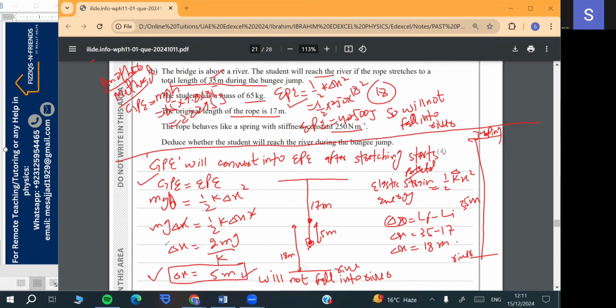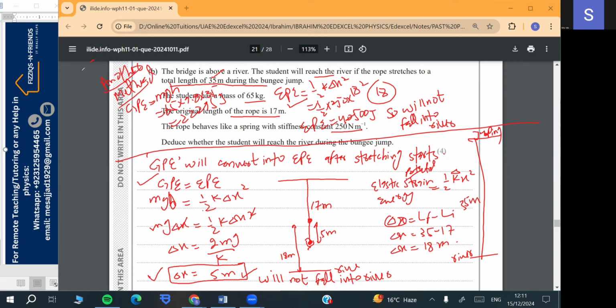And I'm just putting the values into the elastic potential energy formula and the gravitational potential energy formula. For gravitational potential energy, the height here is equal to the extension in the string, because from that moment it will convert into elastic potential energy. The gravitational potential energy will start converting into elastic potential energy for that stretching. Before that, it will not. So here extension is 5 meters, which is not true because the student has to fall up to 18 meters in order to fall into the river.